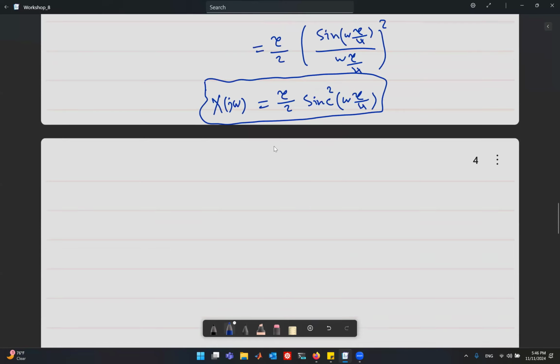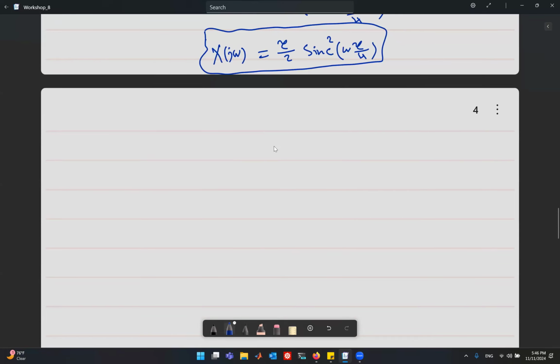Sin square. Good. Now let's do an example with discrete time Fourier transforms. And this will be actually useful. You will use it a lot in the homework.